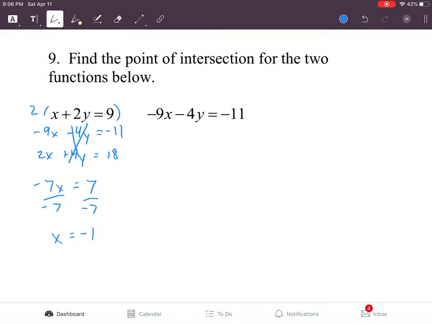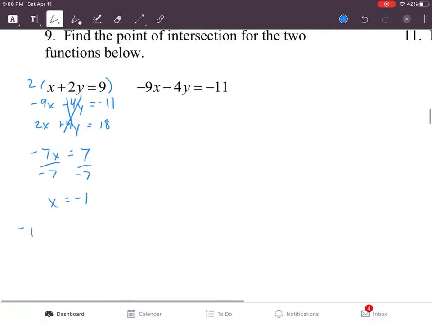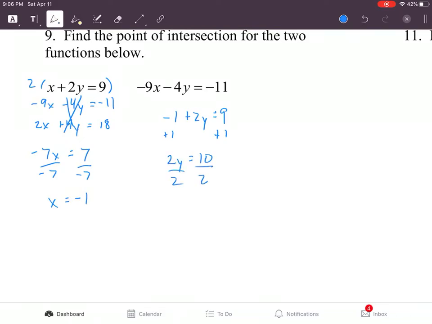Okay, I do have to put this answer back into one of the equations. I'm going to put it in the top one. So I have negative 1 plus 2y equals 9. Okay, so now what we're going to do is solve for y. I'm going to add 1 to the other side. So we get 2y equals 10. Divide both sides by 2, and y will equal 5. Now I should put my answer in the form of a point because this is our point of intersection. So it would be negative 1 comma 5, x comma y.